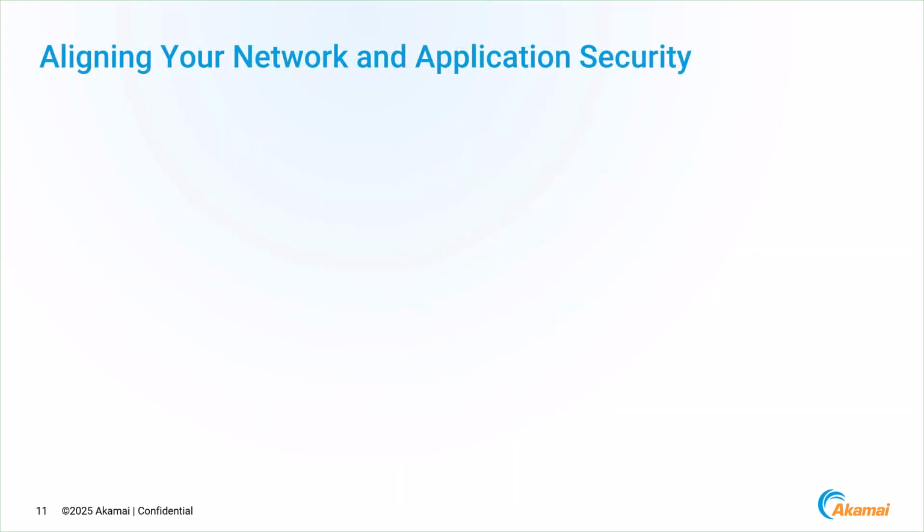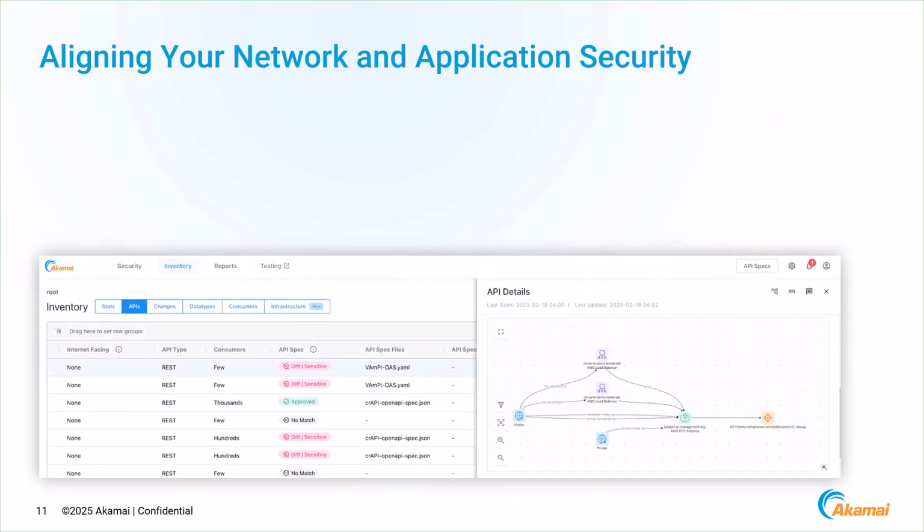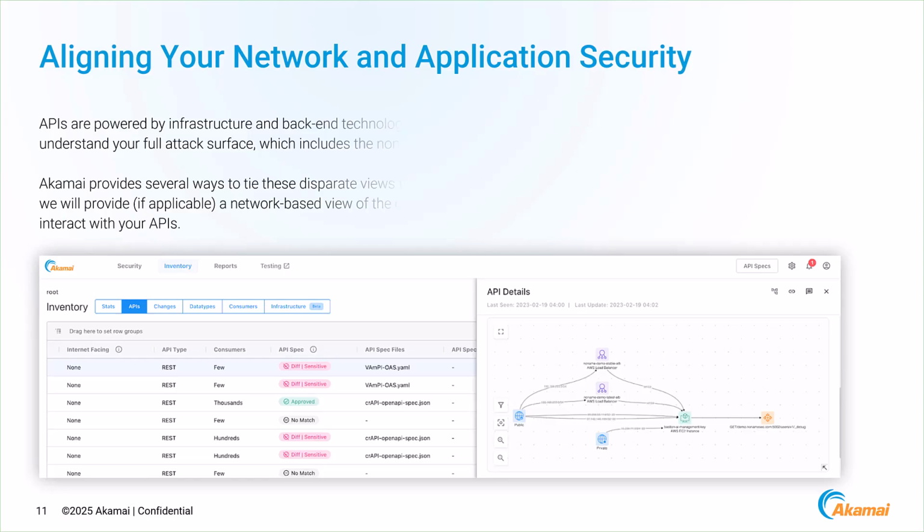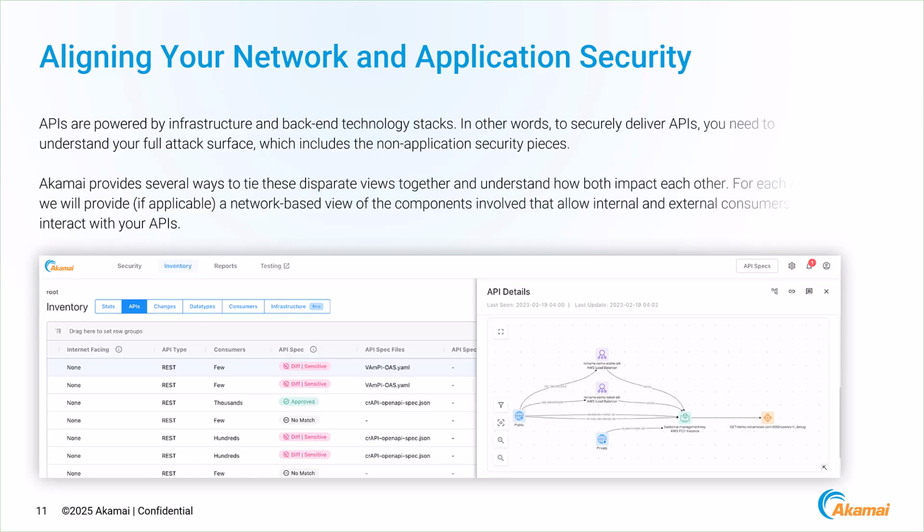APIs are powered by infrastructure and back-end technology stacks. In other words, to securely deliver APIs, you need to understand your full attack surface, which includes the non-application security pieces. Akamai provides several ways to tie these disparate views together and understand how both impact each other. For each API, we will provide a network-based view of the components involved that allow internal and external consumers to interact with your APIs.